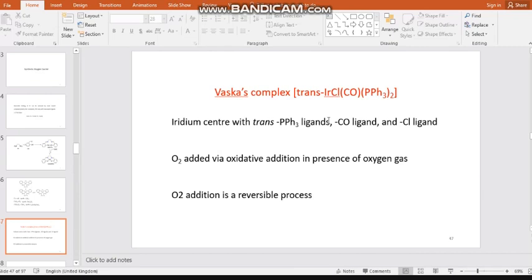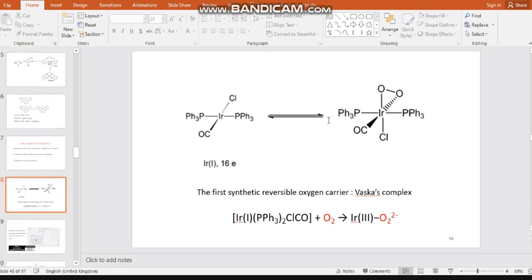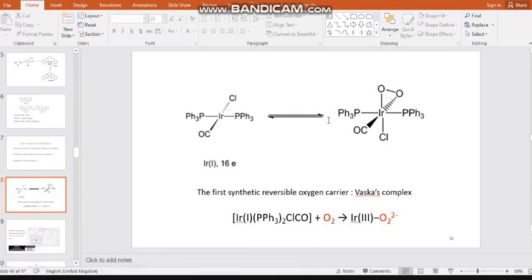Here also the Vaska's iridium complex can undergo a reversible O2 addition reaction. This is the complex which is having iridium in the +1 oxidation state with a 16 electron count, so it is not stable. Whenever oxygen is binding, it can be converted into an 18 electron complex. This is the first synthetic reversible oxygen carrier. Depending on the environment, it can bind and release the molecular oxygen.